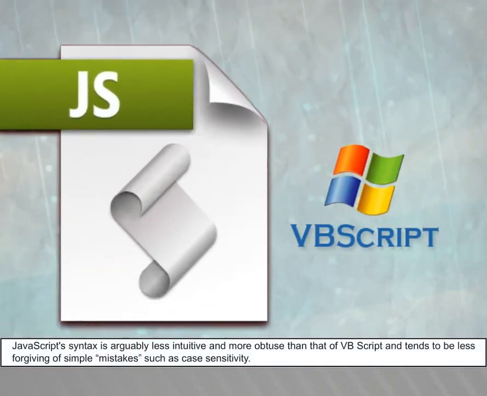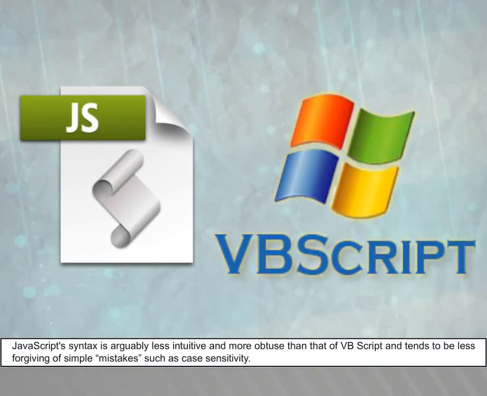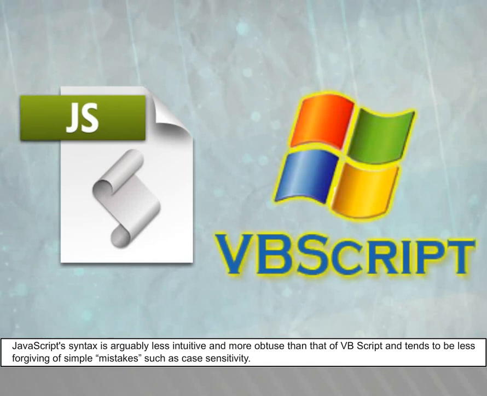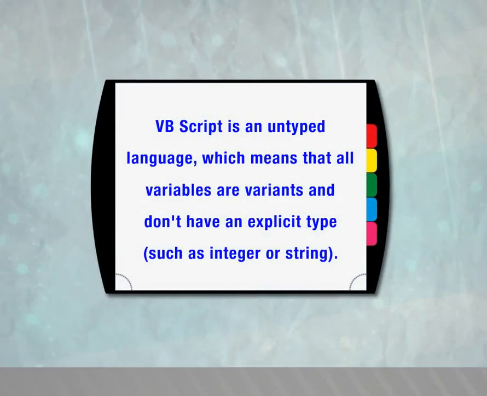JavaScript syntax is arguably less intuitive and more obtuse than that of VB-script and tends to be less forgiving of simple mistakes such as case sensitivity. VBScript is an untyped language, which means that all variables are variants and don't have an explicit type such as integer or string.